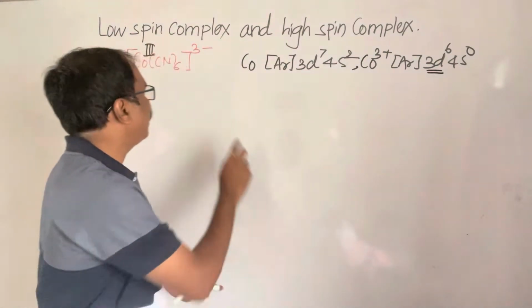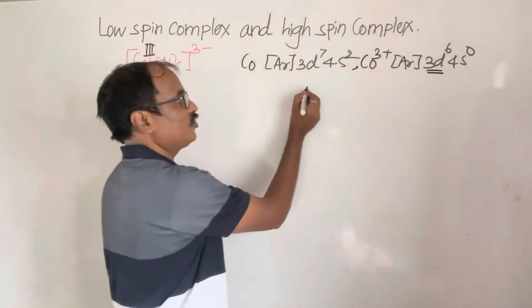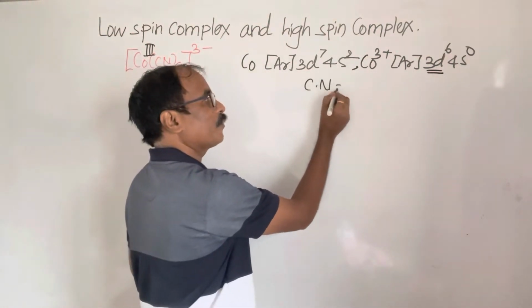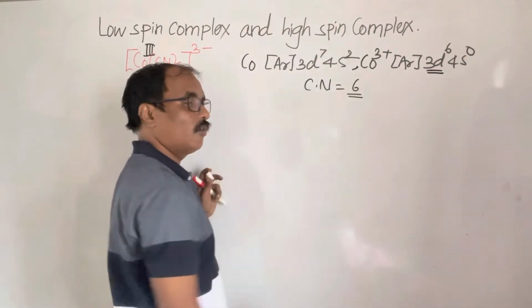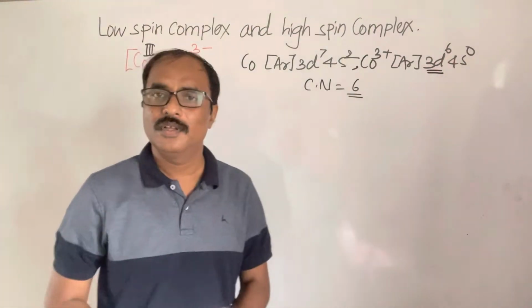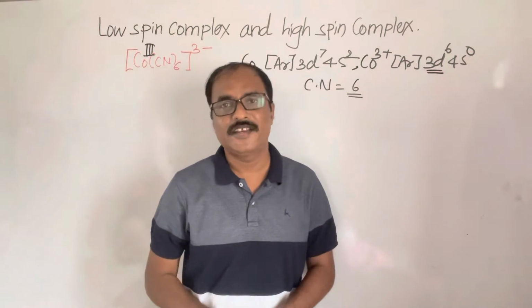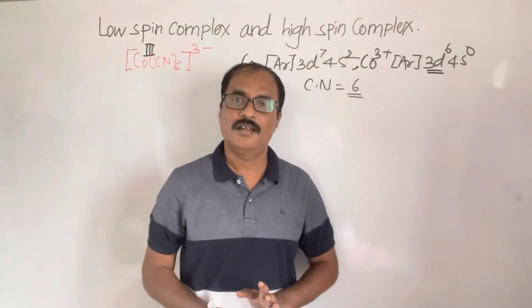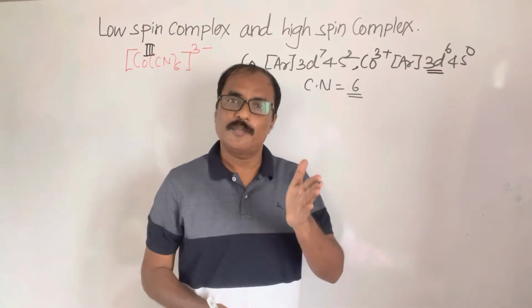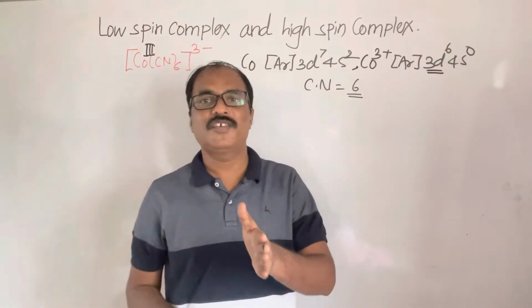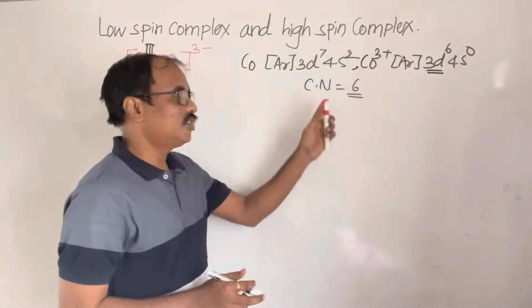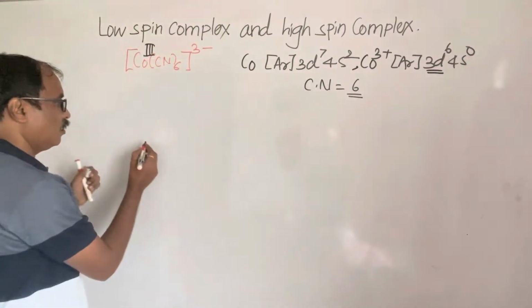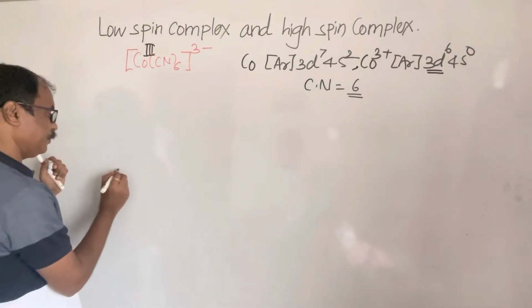The coordination number of cobalt is 6. And we know that when the coordination number of the metal is 6, it is either sp3d2 or d2sp3. The geometry is octahedral. That is, we have to see the application of crystal field theory to an octahedral complex. This is a d6 system.